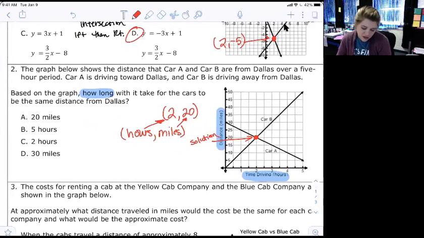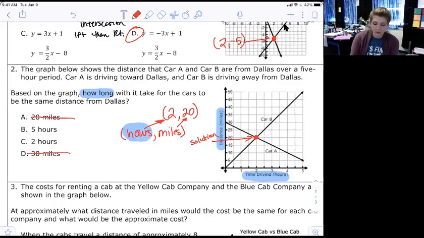So then you ask yourself, based on the graph, how long will it take for the 2 cars to be the same distance? Since we're talking about how long it is, how much time, we're going to be talking about hours. So when you look at these problems, you can get rid of miles because that's talking about distance and just look at hours. So in this case, looking at our hours, the only correct option we've got is going to be answer choice C.